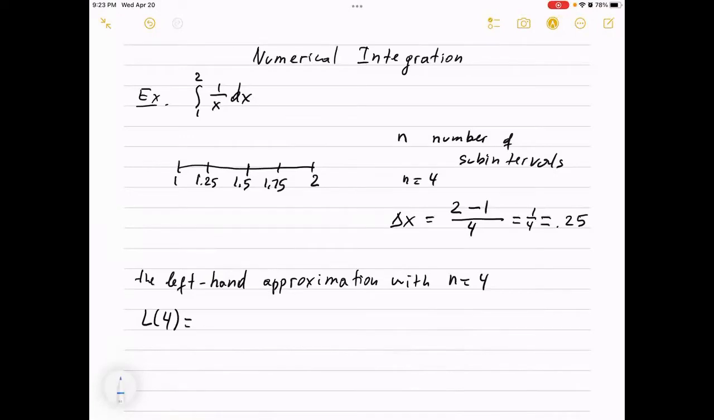So in our case, L4 is going to be equal to, for each interval, we go by the left point. For the first, we calculate what's happening at 1, so we calculate f of 1, then multiply it by delta x. The second interval, we choose the left point, so we calculate f of 1.25 times delta x, plus the next interval, f of 1.5 times delta x, plus f of 1.75 times delta x.